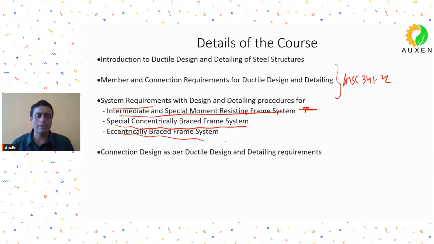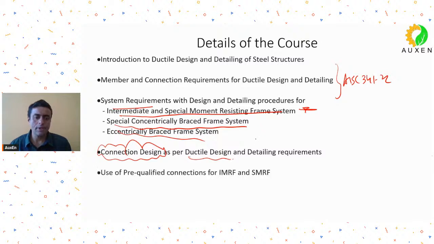Anyway, once this is done, the connection design is quite important as per the ductile design and detailing requirements. So then we will go to connection design, and in the connection design itself we will go to the pre-qualified connections, as I was explaining to you, using the AISC 358, which is a code for pre-qualified connections for special moment resisting frames and intermediate moment resisting frames. So this we will do.